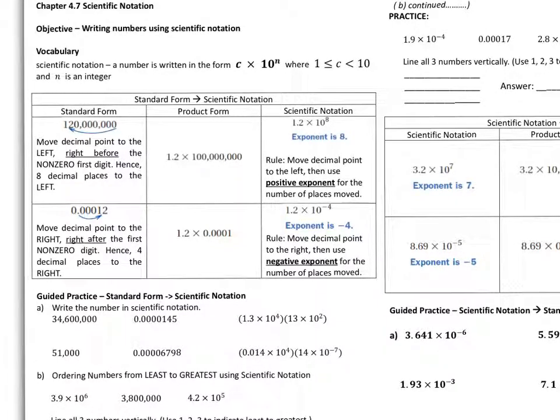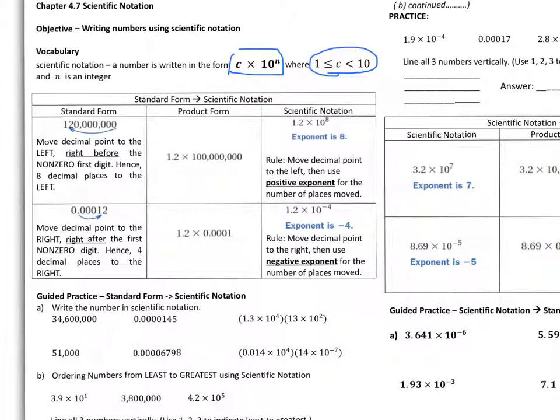Scientific notation. The objective of this lesson is to write numbers using scientific notation. The scientific notation of a number is written in the form c times 10 to the nth power, where c is either equal to 1 or greater than 1, but less than 10.